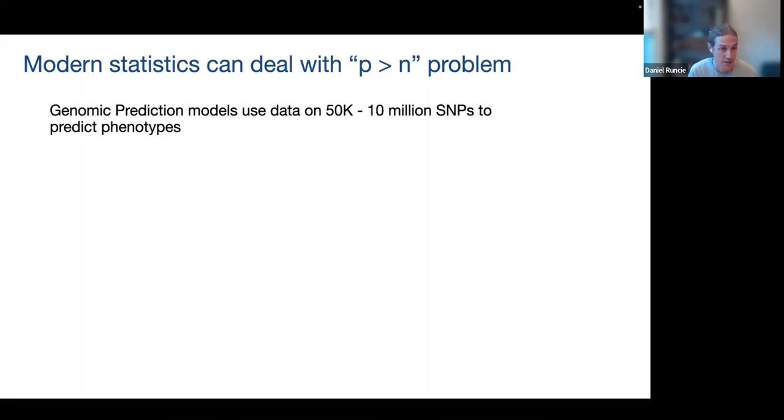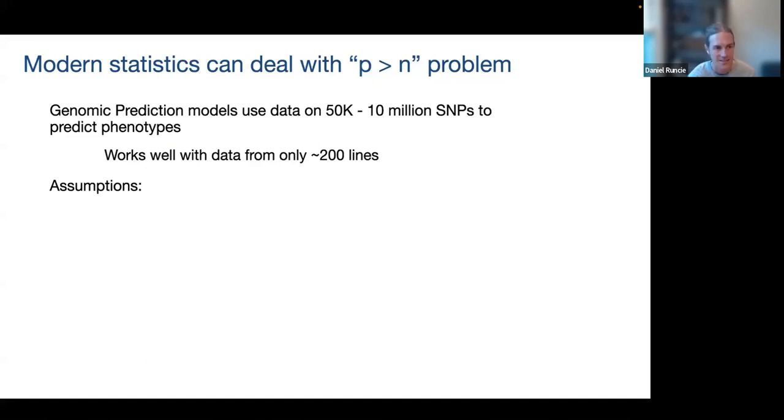For example, genomic prediction models may use data on 50,000 or maybe 10 million or 100 million SNPs to predict phenotypes. Each of those SNPs in these models needs its own parameter, yet they work with data from only 200 lines or so. How do they do this? Well, they make a couple assumptions in the models. They code those assumptions in various statistical structures.